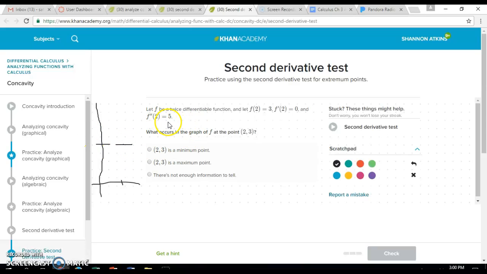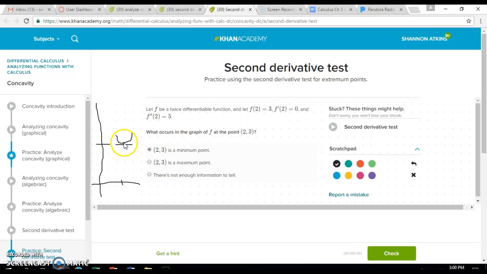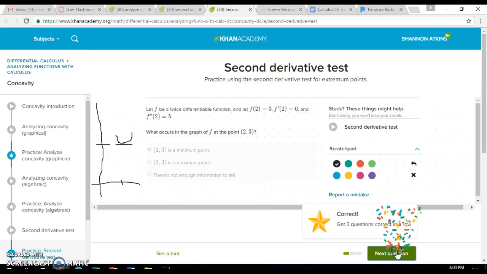If the second derivative is positive, well, positive means concave up, right? So what does that mean is happening right at x equals 2? At x equals 2, at that point (2, 3), there is a minimum point. That's the second derivative test. It sounds all complicated and scary, but it's actually just draw a picture and it totally makes sense. Okay, yay.